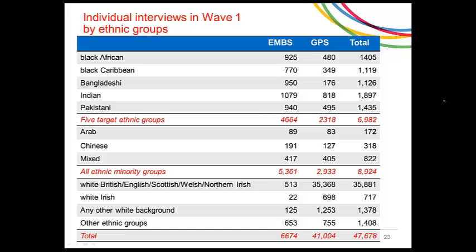Now, our target was to have at least 1,000 adult interviews from the 5 largest ethnic minority groups and as many as possible from the other groups. Those groups are Black African, Black Caribbean, Bangladeshi, Pakistani, and Indian groups, and you can see we've achieved the target. And we also have sufficient sample sizes from the other ethnic minority groups, such as any other white background, Chinese, mixed, and so on.